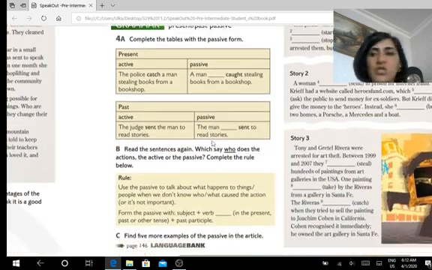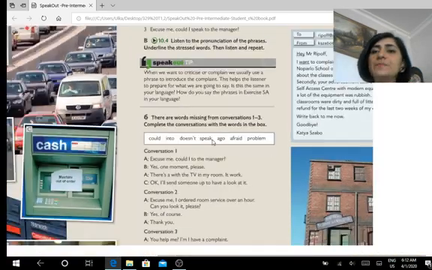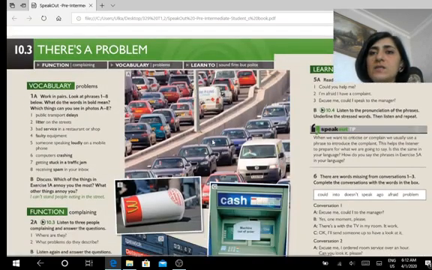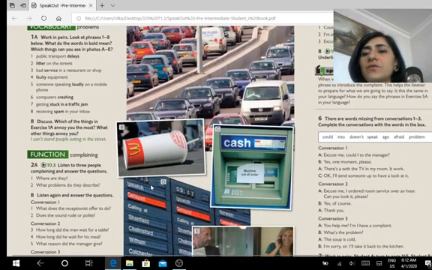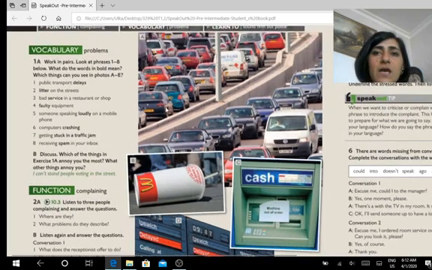Next, we go to page 102. We just visited that mistakenly, and now we are here. It's called There is a Problem. It's the problem of traffic. You see here litter, trash in the streets, ATM machines, cash-in machines, and so on. So what you will do here, in exercise 1, vocabulary, look at phrases 1 to 8. What do the words in bold mean? Which things can you see in photos A and E?